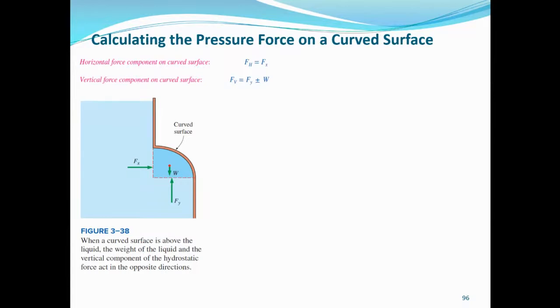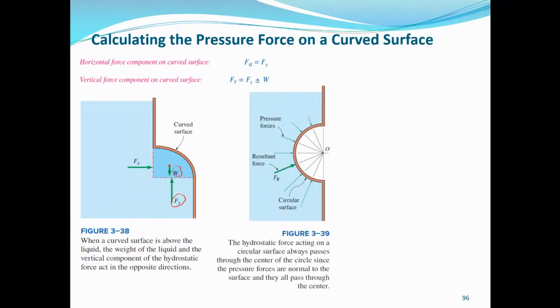And still, now, like in this case, you can see that Fy is in the opposite direction to W, so we subtract: Fy minus W in this case. And in this case, if we have a semicircle, then definitely the resultant force is passing through the center, because all the forces have to pass through the centroid of the semicircle, so the resultant force is passing through the center in this case.